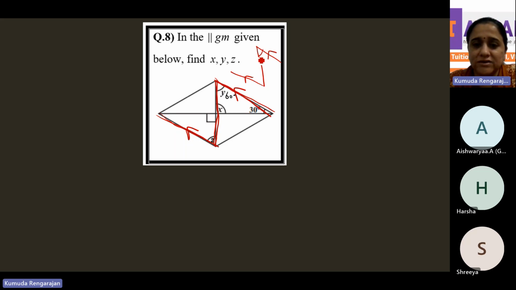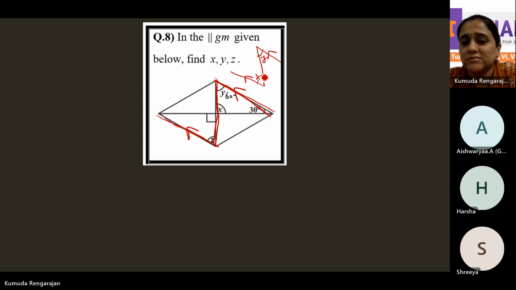And you can see the angles here and here. This one is y, and this is z. And y we found is 60. So z is also 60. Alternate interior angles are equal. Correct? So x is 90. Then we find y using the angle sum property of a triangle, and z using alternate interior angles are equal.